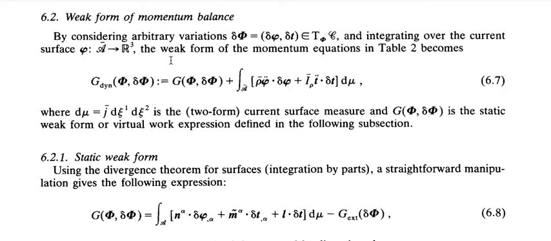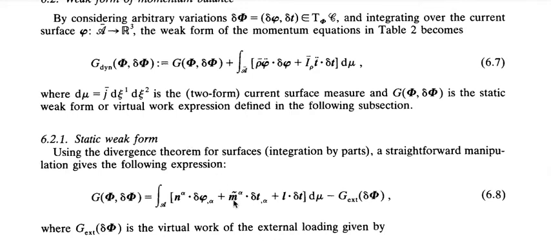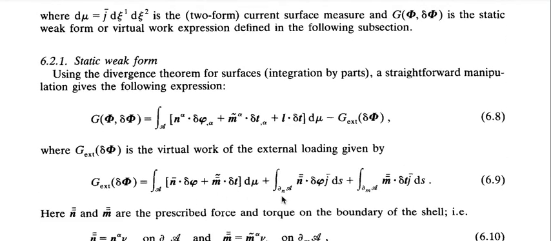G of phi comma delta phi is representing the static part, and this is representing the dynamic part. These terms were coming on the right hand side in the momentum balance equations, and n alpha comma alpha and m tilde alpha comma alpha were coming on the left hand side of the momentum balance equations, which we can see in the static part of the weak form over here. It also includes the virtual work done by the external forces, the external loading, which is included over here, and it is written like this.